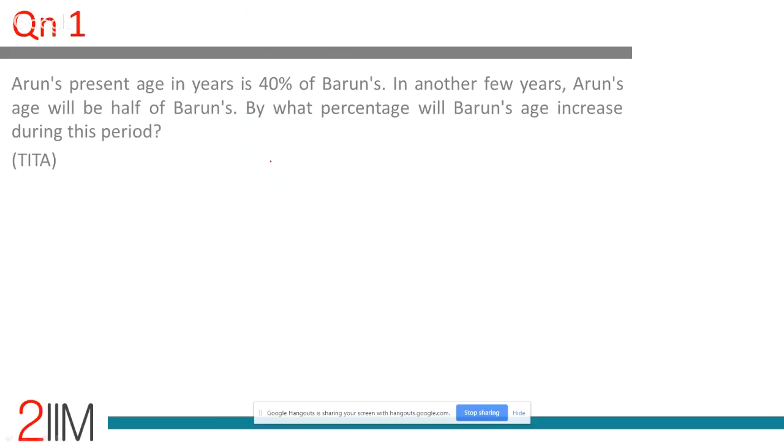Arun's age in years is 40% of Barun's. In another few years, Arun's age will be half of Barun's. By what percentage? So Arun's percentage is 2x, Barun's percentage is 5x. In another few years, it will be half of Barun's. So 2x plus y, 5x plus y.